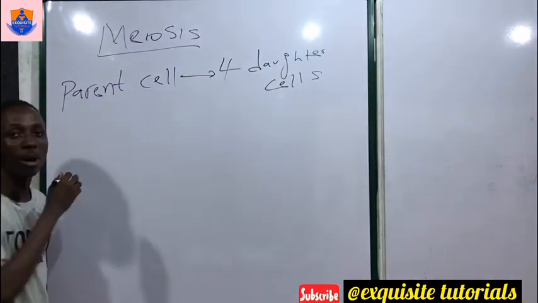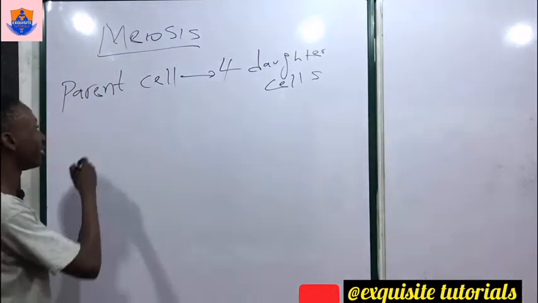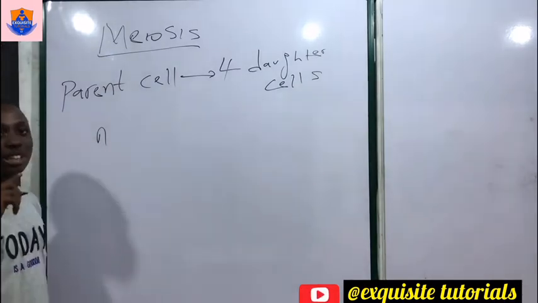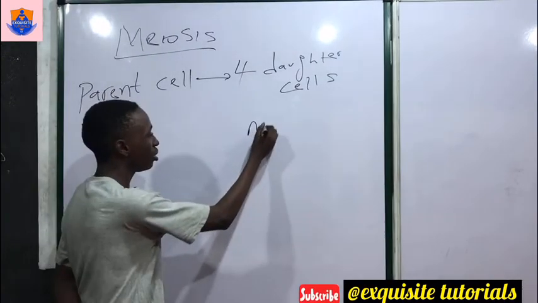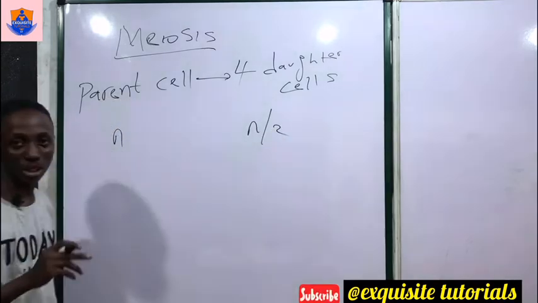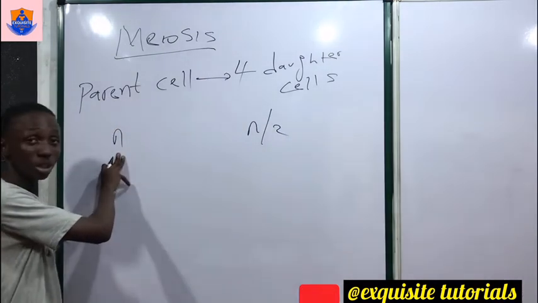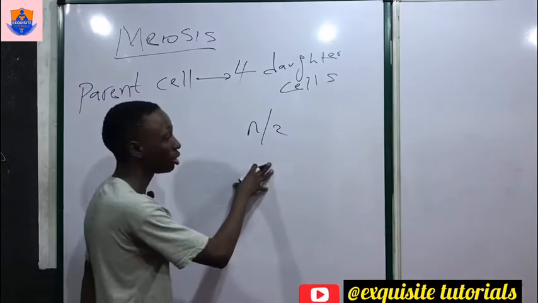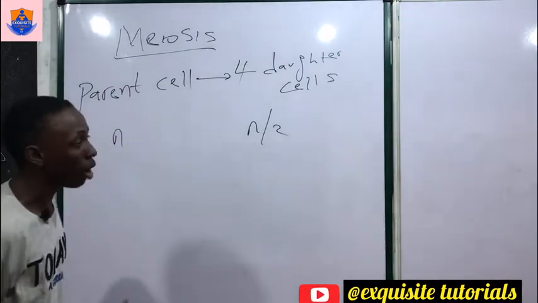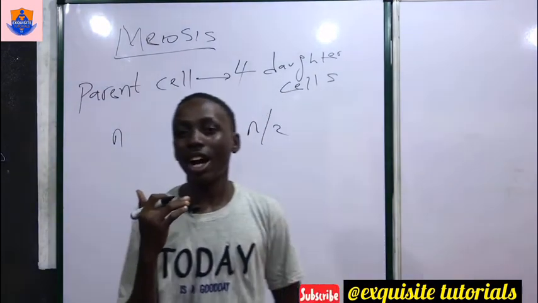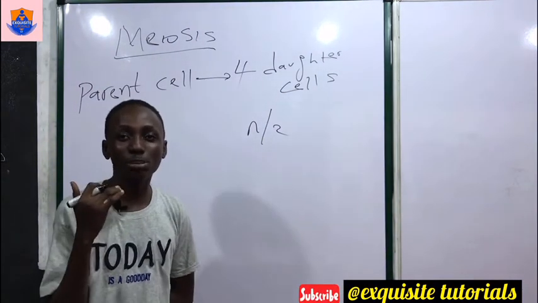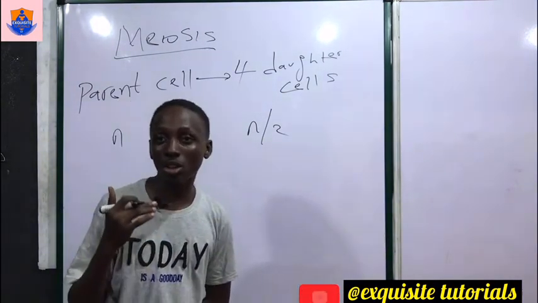Meaning, if the number of chromosomes in the parent cell is equal to n, then the number of chromosomes in each daughter cell will be equal to n over 2. Hope you understand. The number of chromosomes in each daughter cell will be what? N over 2.